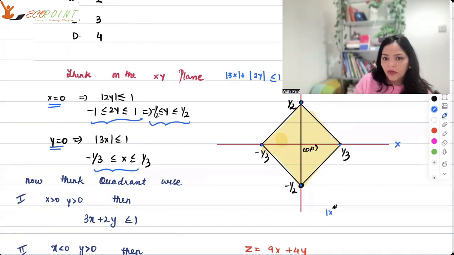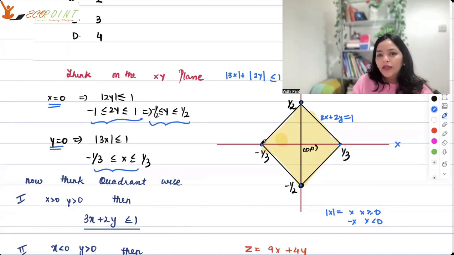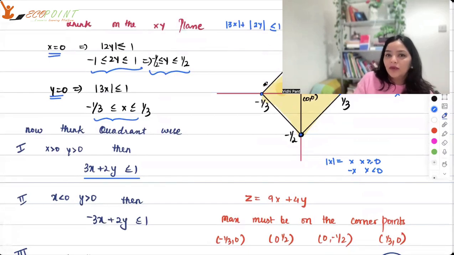You know that mod x is equal to x when x is greater than or equal to 0 and minus x when x is less than 0. So accordingly, we solve the inequality here. And that means we get 3x plus 2y. So this is the graph of 3x plus 2y equal to 1. And in the second quadrant, x is negative, y is positive. So we get minus 3x plus 2y equals 1.